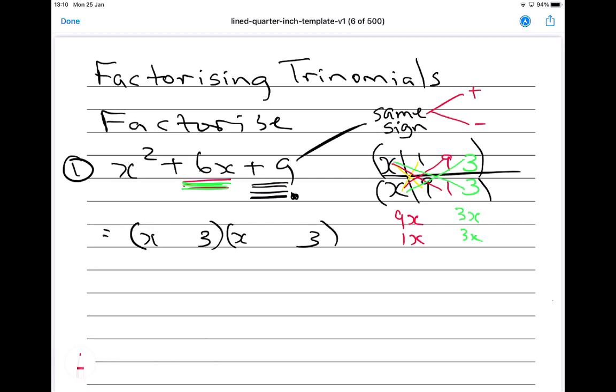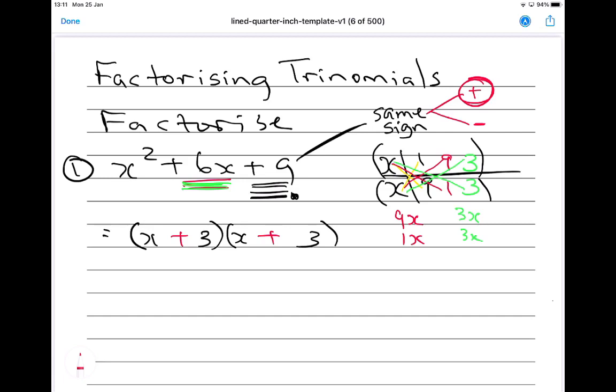But if you look further, there is a plus 6 in the middle there. And if we put both our 3's negative, we are not going to get a plus when we add. So you can tell that the 3's that we just picked should both be positive. And so our answer will be x plus 3 multiplied by x plus 3.